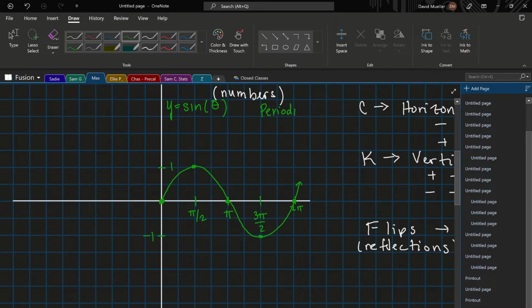I've seen that before when I was just messing around with Desmos one day. Mm-hmm. I didn't understand what it was talking about, but I remember seeing that. Well, now you know. Yeah. Okay.